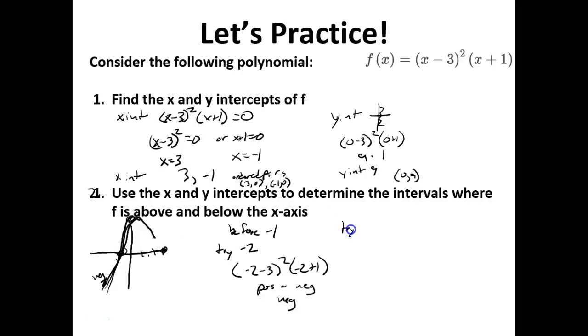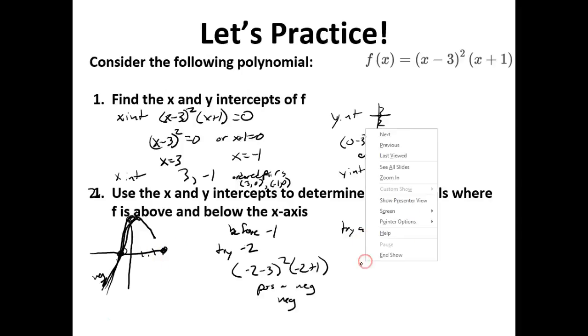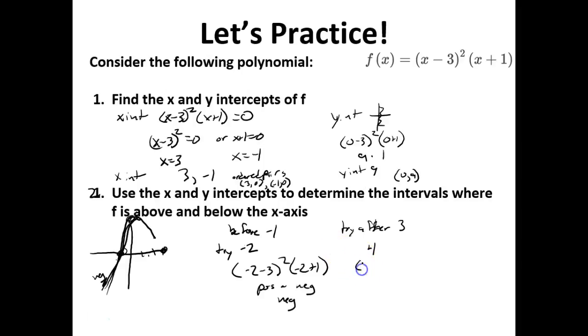So I'm going to try a point after that was the point 3. So after 3, how about 4? If I put 4 into this equation, 4 minus 3 squared times 4 plus 1. Here, I'm looking at that. I see this is going to be a positive. Squared is a positive. This here, positive. So, positive times positive is positive. After it touches this point, it's going to have to go back up into positive world.